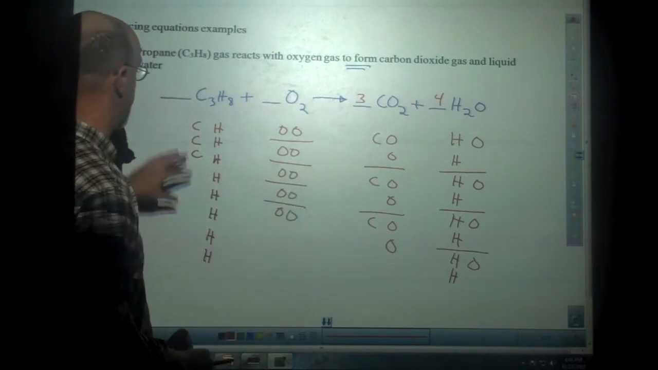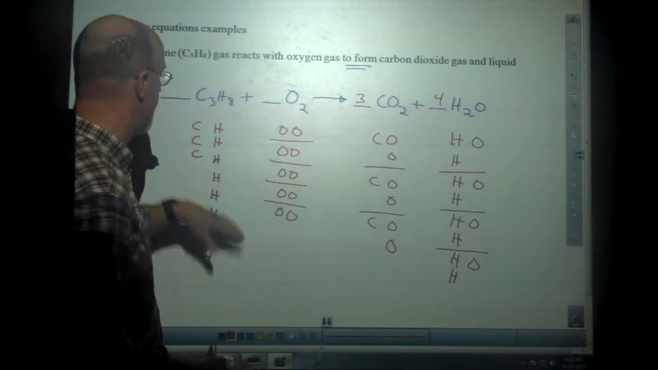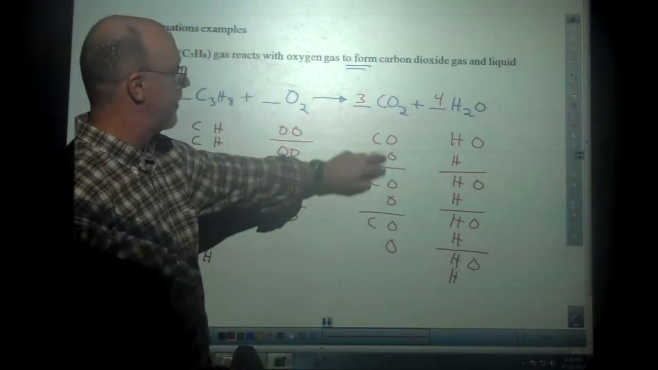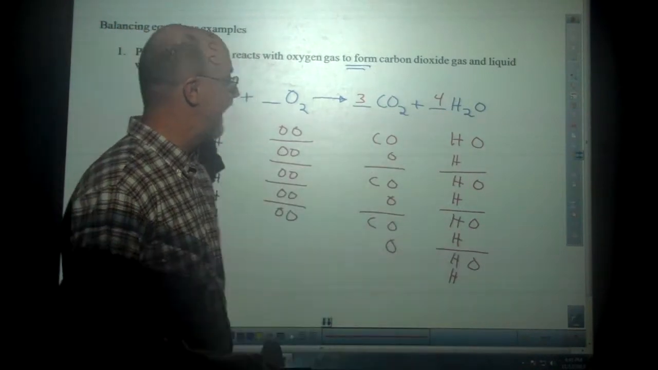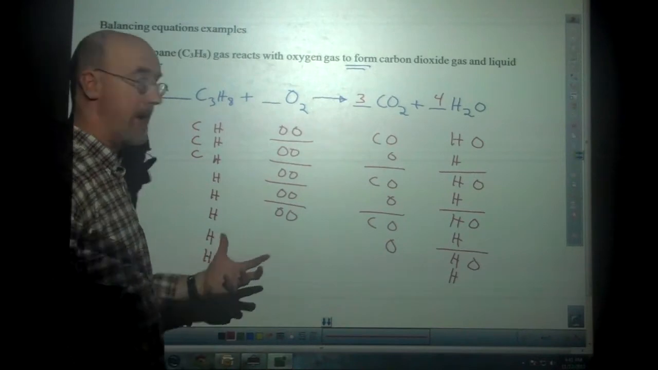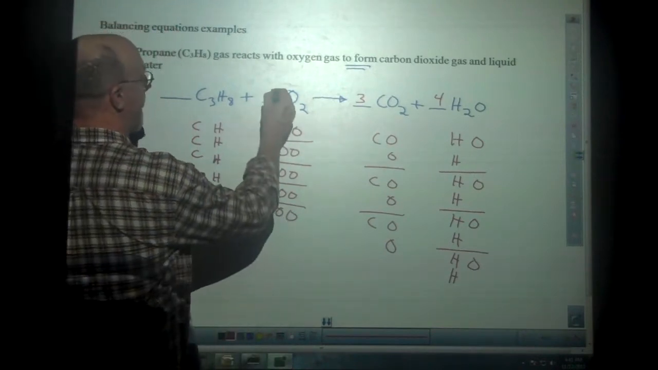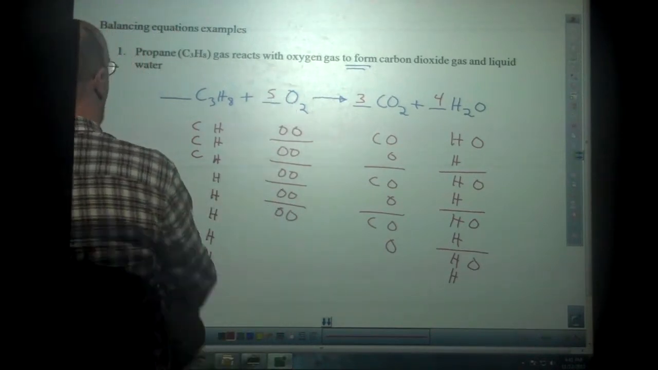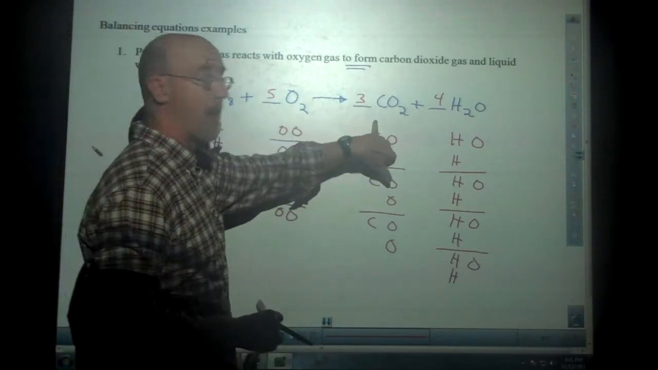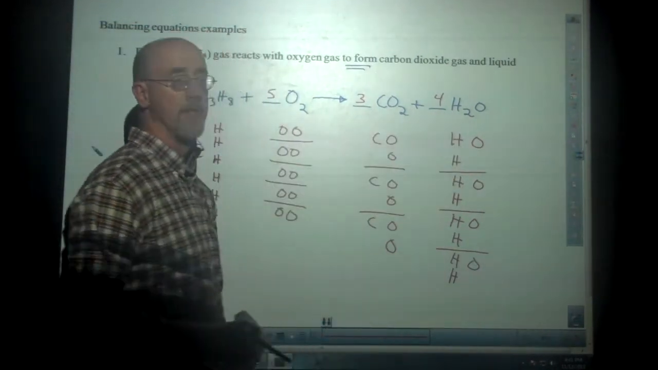And that should balance it. 3 carbons, 8 hydrogens, 10 oxygens. So that's balanced. So let's go ahead and finish this out. Oh, I forgot to put the 5 in here. So 1 propane reacts with 5 oxygens to produce 3 carbon dioxides and 4 H2Os.